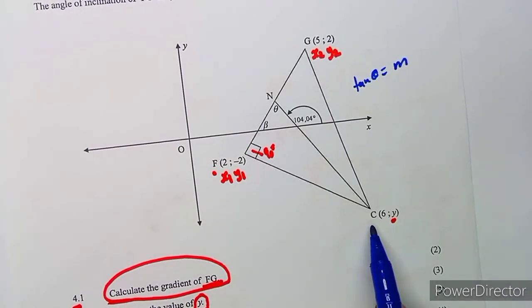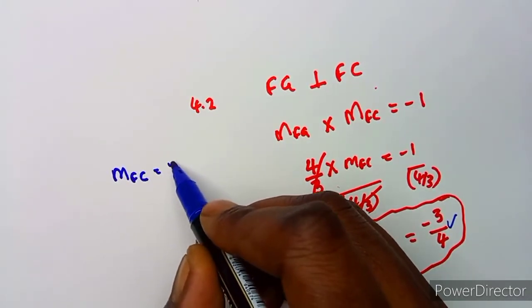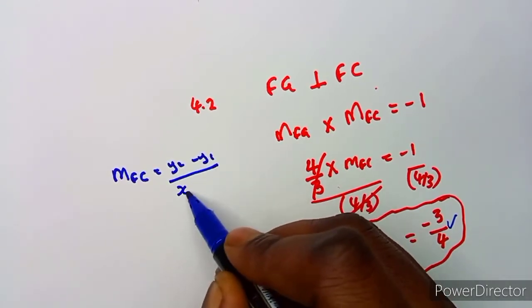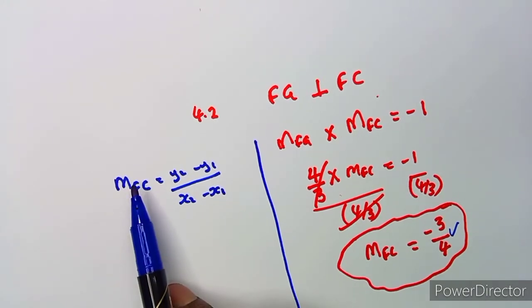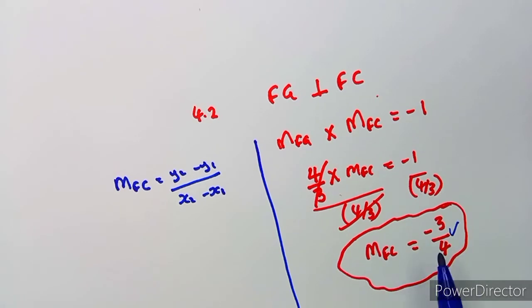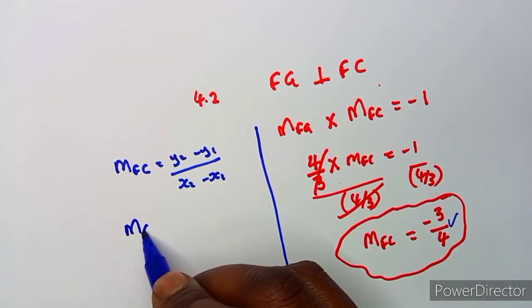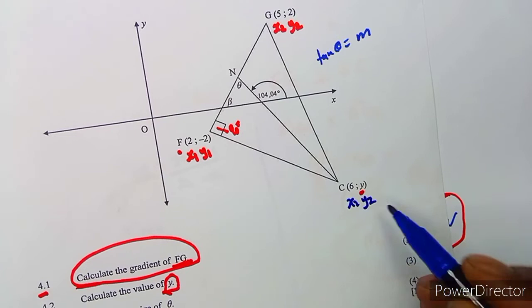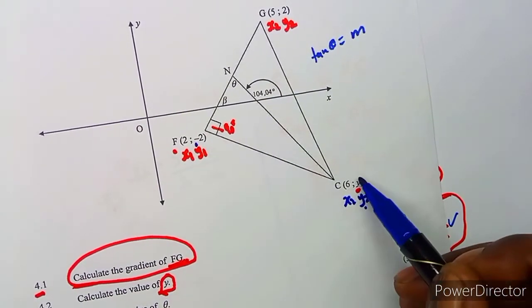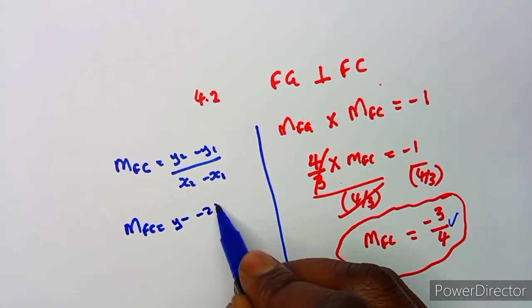I have got the gradient of fc, and I can find this gradient of fc in another way using the formula that I used before, y2 minus y1 over x2 minus x1. Using this formula, I must obtain a gradient of fc which I am supposed to equate to this gradient. If they are equal, I'm going to solve the equation. So we have to find this gradient of fc, which is equal to y2 minus y1. This time this is going to be your x2, y2, so it's y minus minus 2. So that's y minus minus 2, which is going to give us a plus, guys, as you can see.